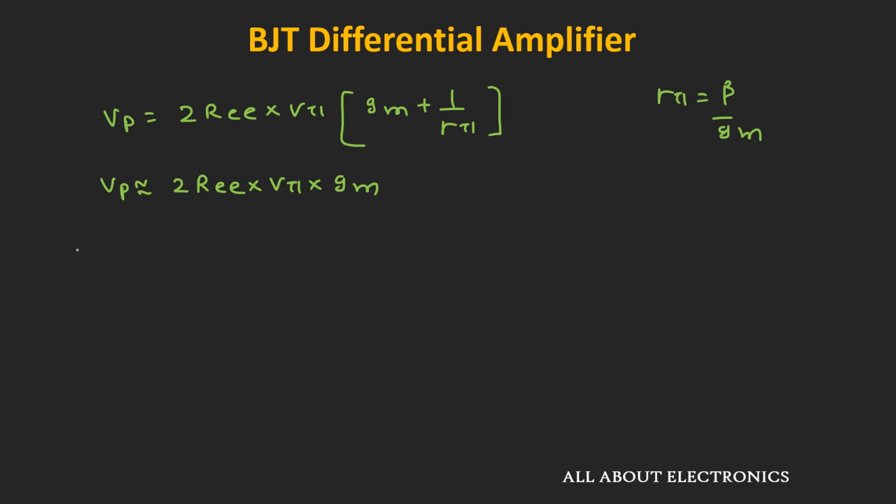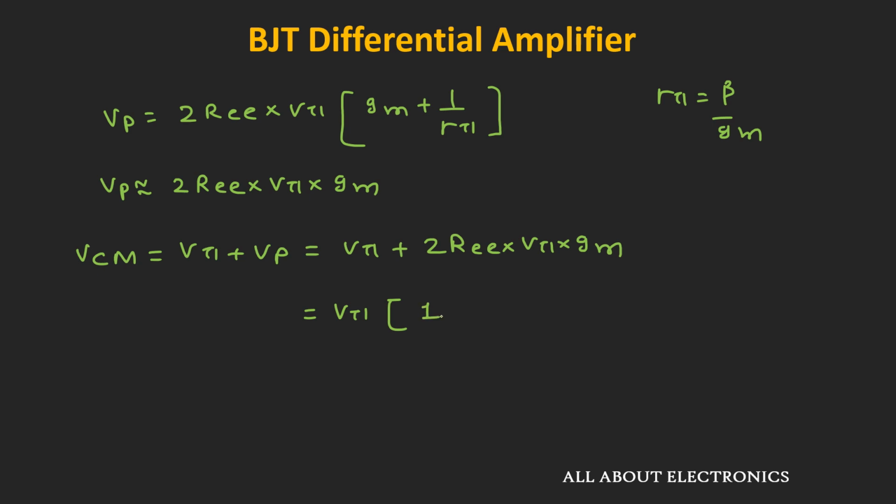So now this common mode input signal, that is VCM, can be given as Vπ plus Vp, that is equal to Vπ plus 2 times RE times Vπ times gm. Or if we further simplify it, then we can say that it is equal to Vπ times (1 plus 2 times gm times RE). So this will be the expression of the common mode input signal.